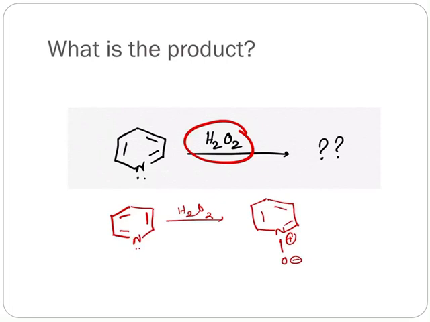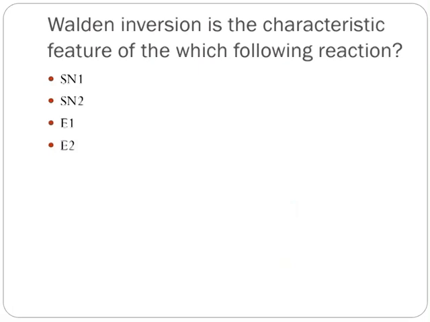So it is an important reaction. Now let's see another question. The Walden inversion is the characteristic feature of which of the following reactions? So here four reactions have been given, but we can easily see that inversion of configuration occurs in SN2.